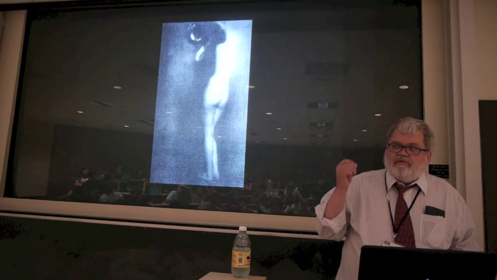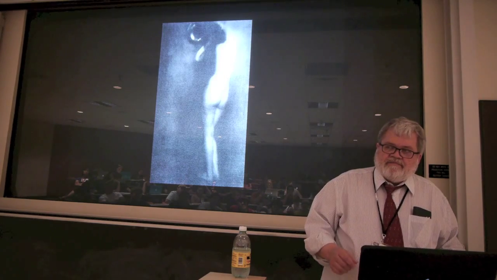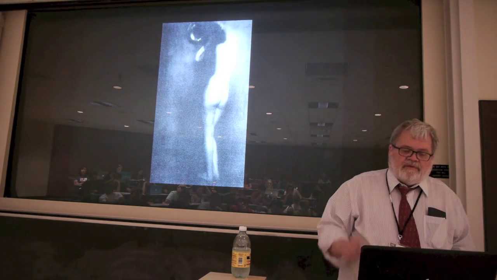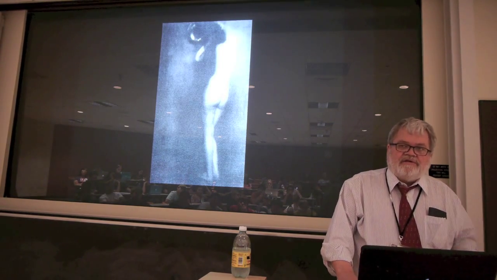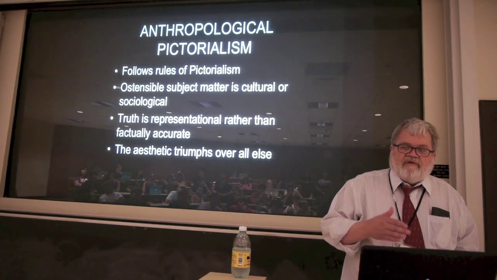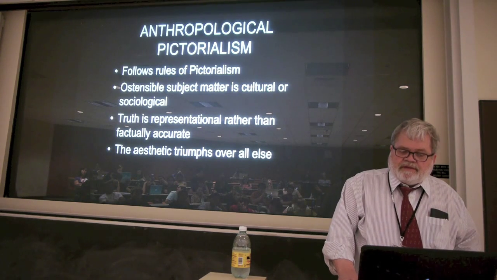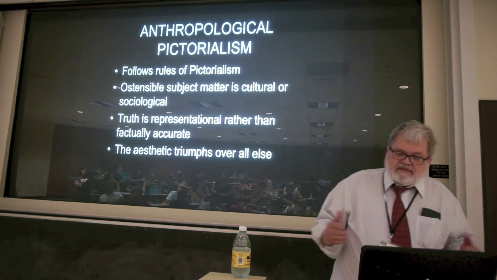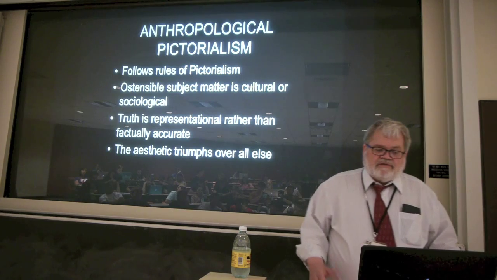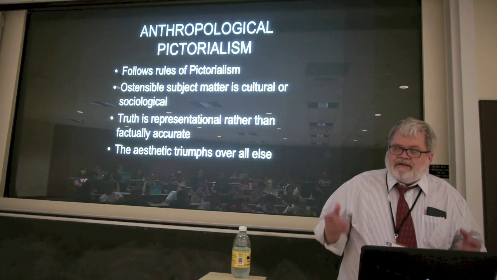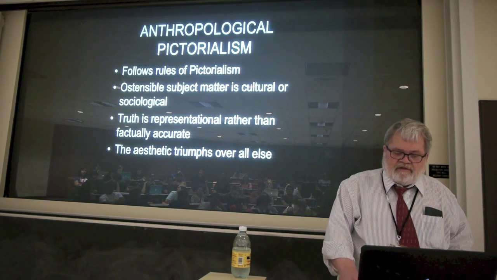Edward Steichen, who we will meet again, first had his beginnings in pictorialism, and as we'll see later when we get to the 30s, completely changed his style. You evolved from one school to another. There was anthropological pictorialism, which ostensibly was about the subject matter of culture or society, but it ended up being more representational and factually accurate.